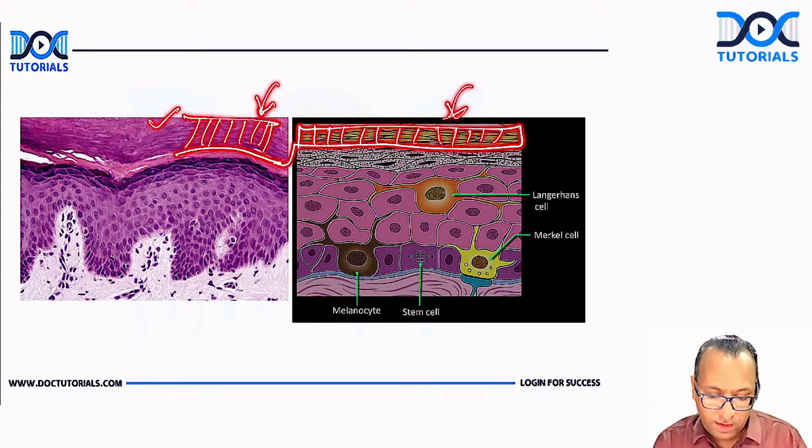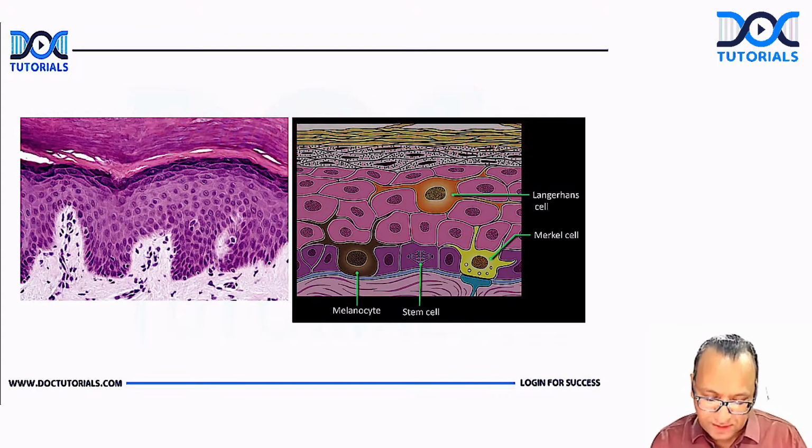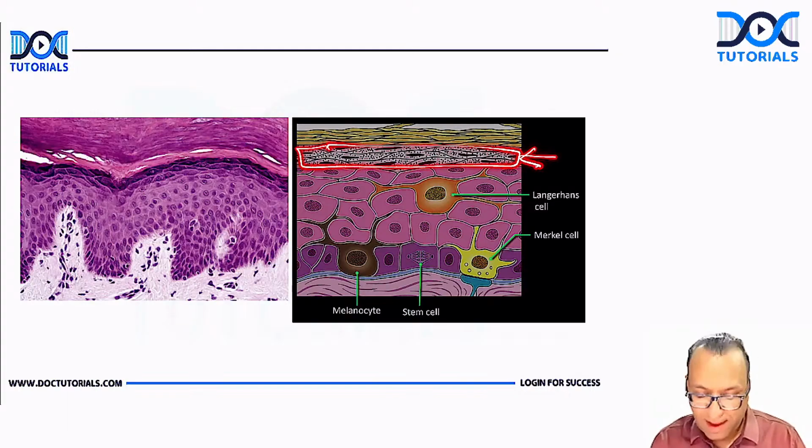So stratum corneum does not have any cellular component. Of course it is the topmost layer, but it is not having any cells. Cells are present, of course, in the lower layers like stratum granulosum. You can say stratum granulosum will have cells, and of course then you can see the cells are available.